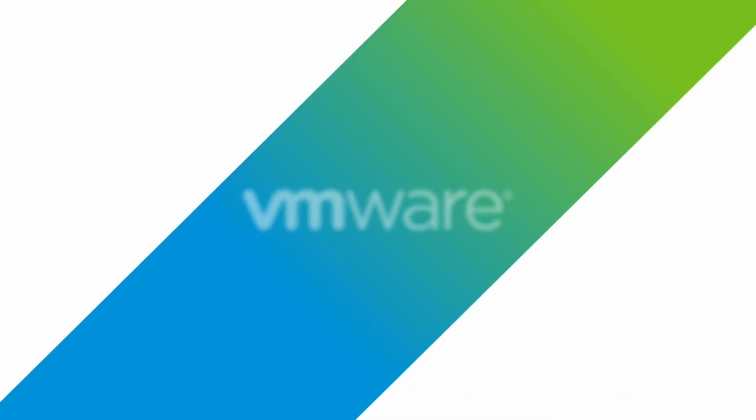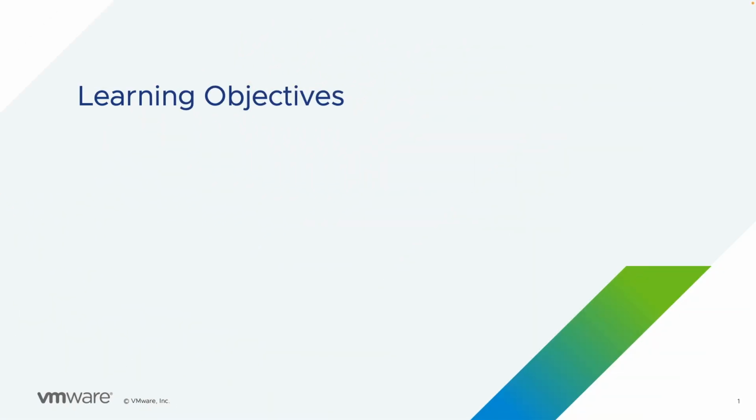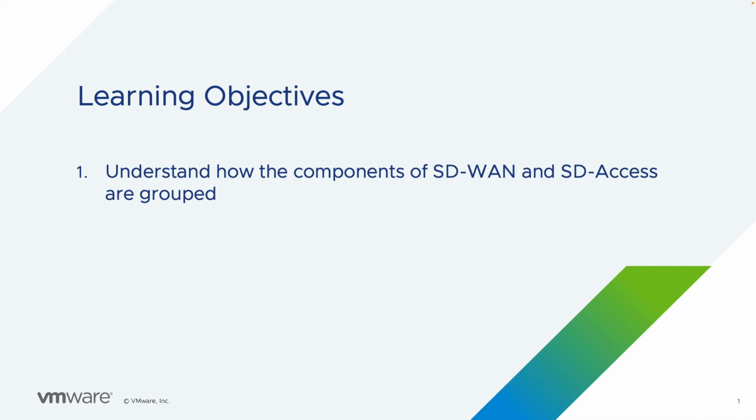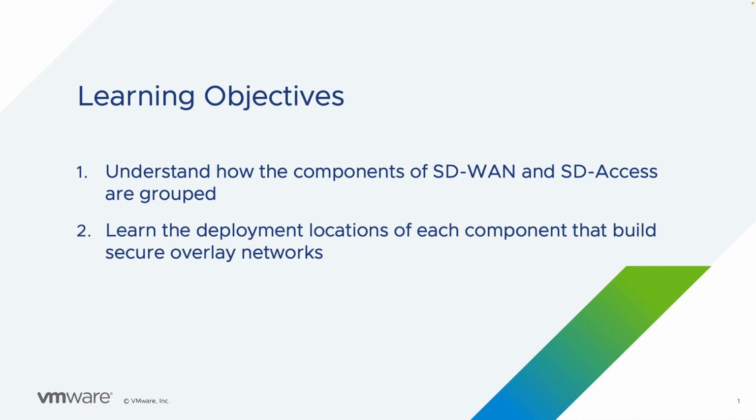In this video, we'll cover the SASE components that enable secure overlay networks and identify where the components are deployed. The learning objectives of this video are to understand how the SD-WAN and the SD-Access components are grouped, and to learn the deployment locations of each component that build secure overlay networks.